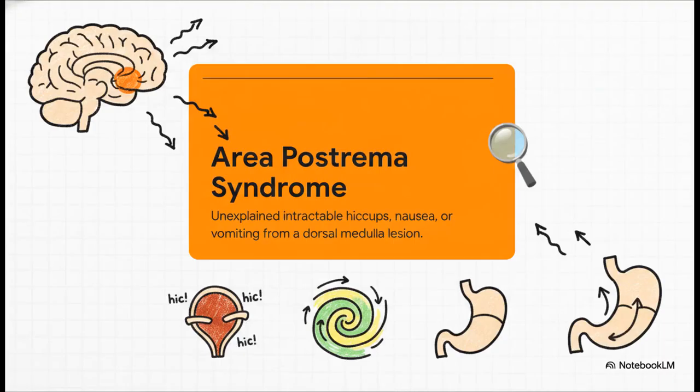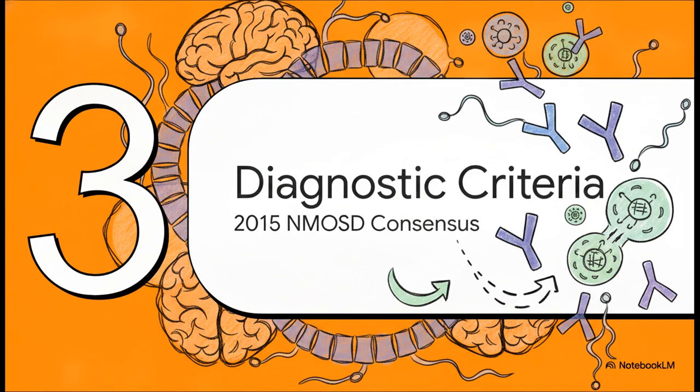All right, here is a massive clinical pearl for your exams and your daily practice. Area postrema syndrome. The area postrema is located right in the dorsal medulla of the brainstem, and crucially, it is incredibly rich in AQP4 water channels. When antibodies attack this specific spot, patients show up with episodes of intractable, completely unexplained hiccups, profound nausea, and severe vomiting. And here's the kicker. This can sometimes be the very first symptom a patient experiences, showing up long before any vision loss or paralysis even starts. Let's pivot to Section 3, the 2015 NMOSD diagnostic criteria.